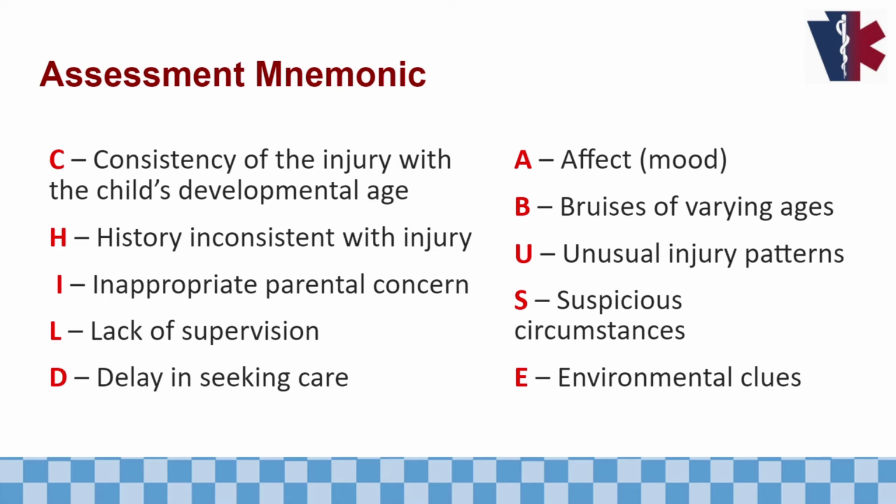The mnemonic CHILD ABUSE may help you remember potential indicators of abuse. C. Consistency of the injury with the child's developmental age. H. History inconsistent with the injury. I. Inappropriate parental concern. L. Lack of supervision. D. Delay in seeking care. A. Affect or the mood of the child. B. Bruises of varying ages. U. Unusual injury patterns. S. Suspicious circumstances. E. Environmental clues.